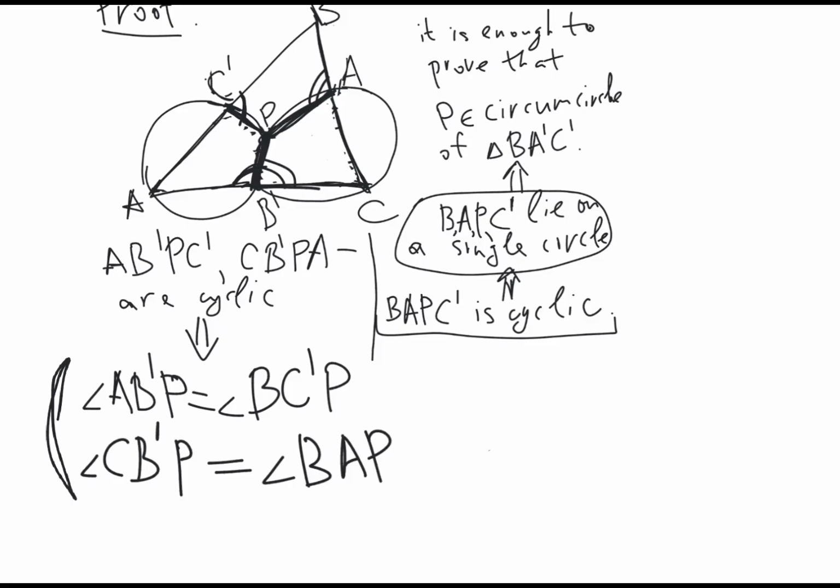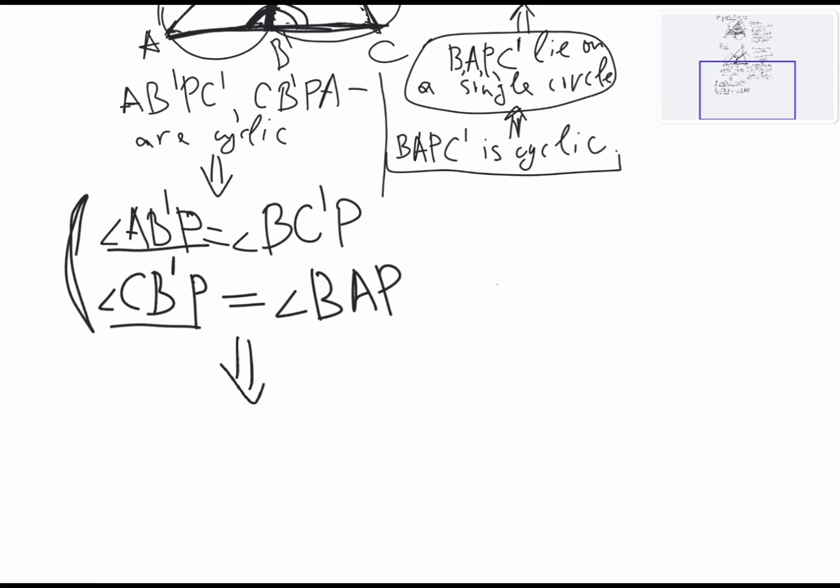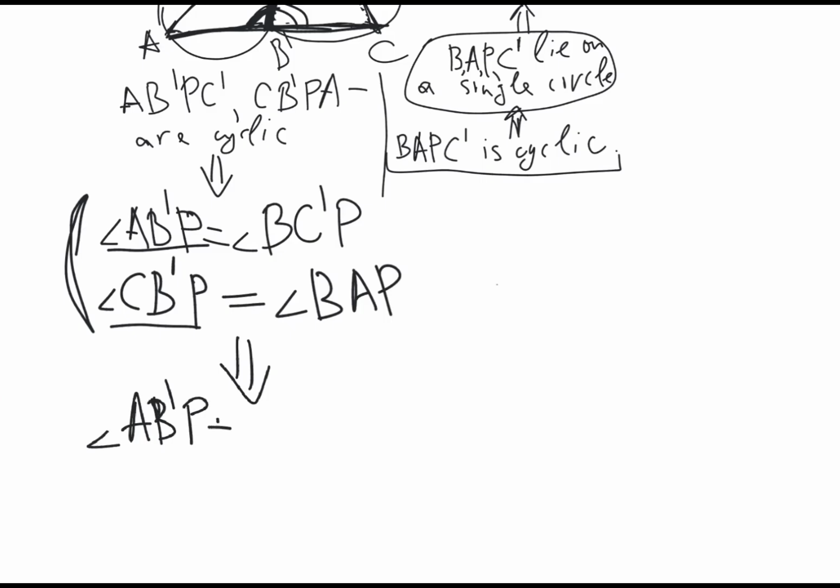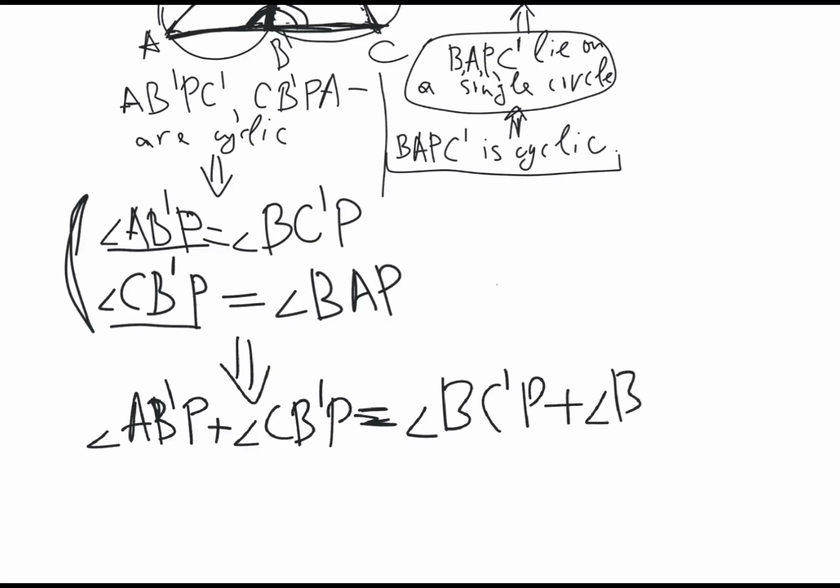On the left hand side in these two equalities are the angles AB prime P and CB prime P. So this and this, their sum is 180 degrees because it's the full angle AB prime C. So when we sum these two equalities together, what we get is the angle AB prime P plus the angle CB prime P is equal to angle BC prime P plus the angle BAP, right? Just the sum of these two equalities.